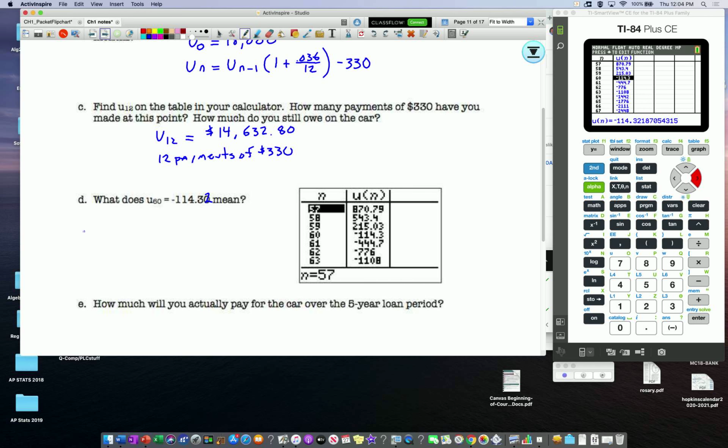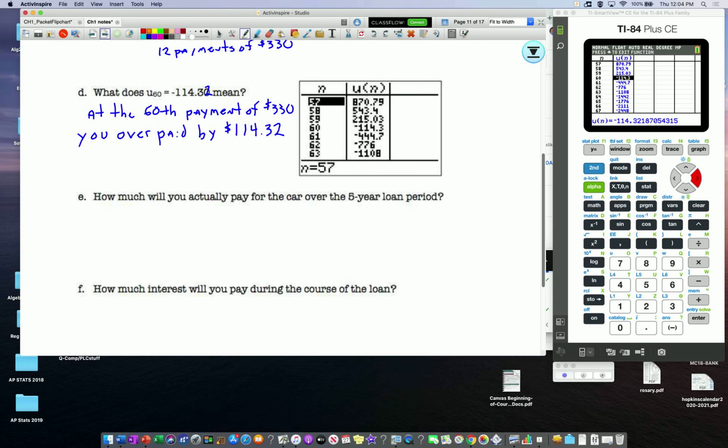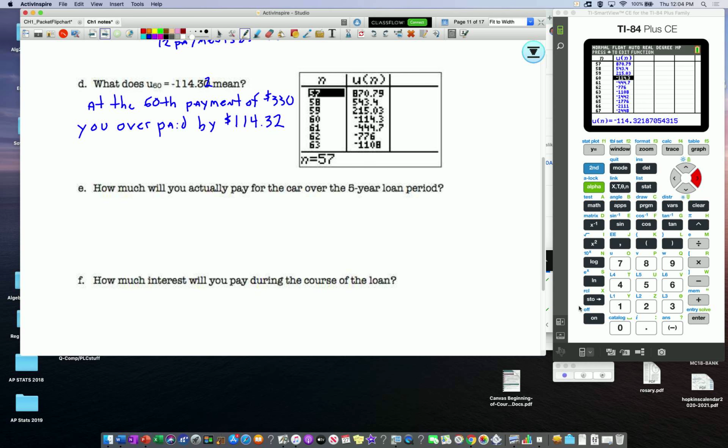So what this means is at the 60th payment of $330, you overpaid by $114.32. All right, so now I think this is important to know.